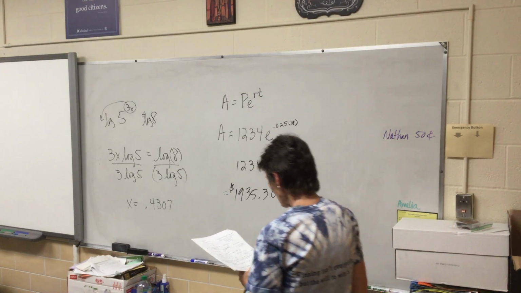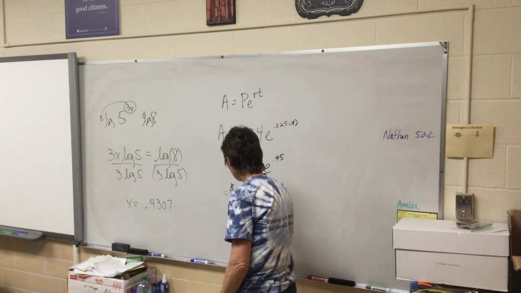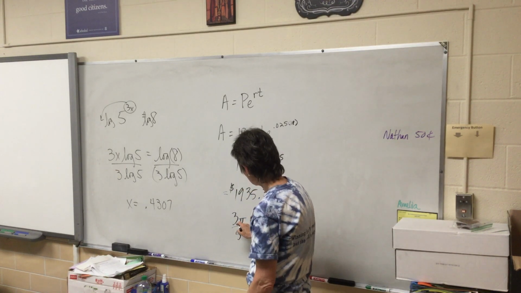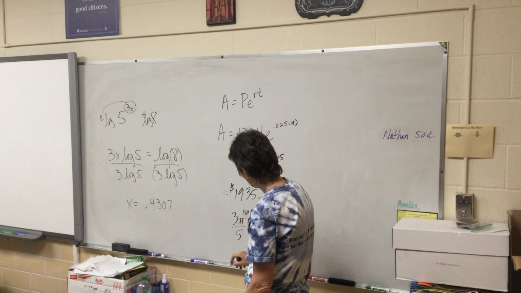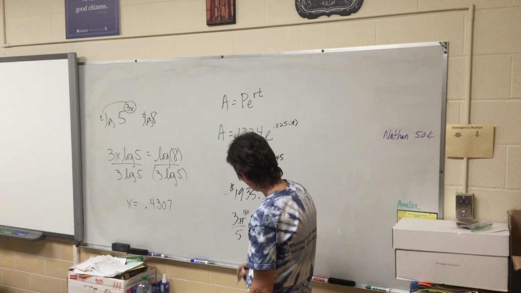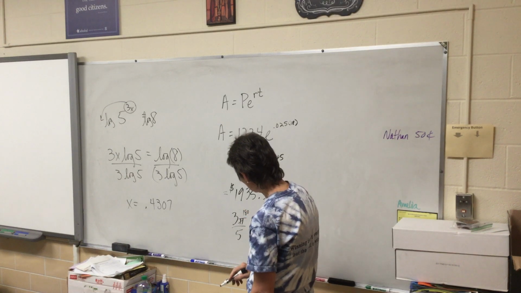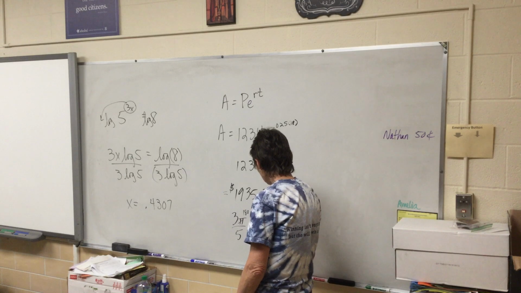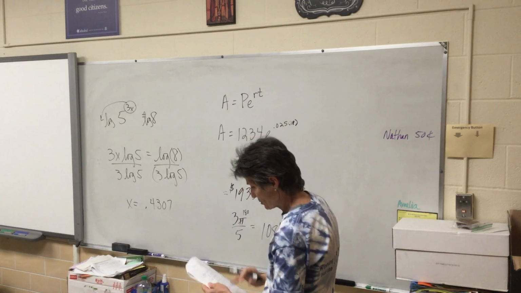6. How many degrees is 3 pi over 5? Well, we kind of already talked about this. Pi is the same as 180. I don't care if you do 3 times 180 and then divide by 5, or if you do 180 divided by 5 and then times 3. Either way you do it, it's going to come out to be 108 degrees.